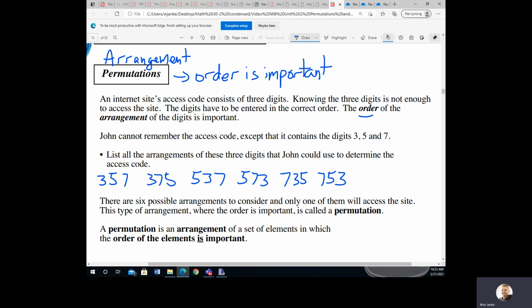And if we used the fundamental counting principle, it would be like this. There's 3 choices for the first digit times 2 choices for the second times 1 choice for the third, which equals 6 options. So when we think of permutation, we think about order, we think about position. Position is important.